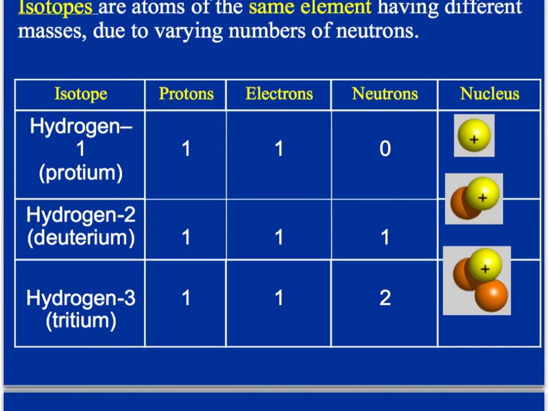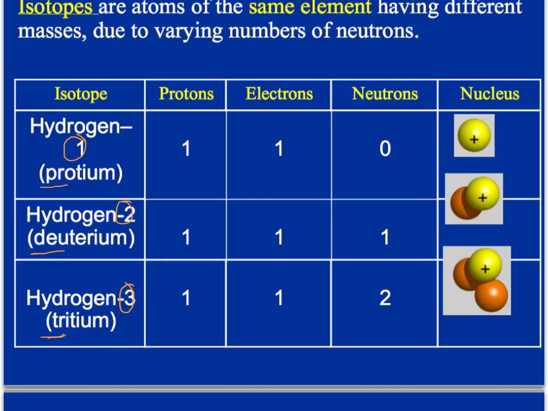Now here's a great classic example of our 3 different hydrogen isotopes. So again, we have the definition at the top. Isotopes are atoms of the same element having different masses due to varying numbers of neutrons. So we can see the 3 hydrogen isotopes. The first one's called protium, then deuterium, then tritium. I know these words look confusing, but if you look at the prefixes, pro generally means 1, dew means 2, and tri means 3. So there's some clues there about what's happening. So let's look at the mass here. Mass is 1, mass is 2, mass is 3 for tritium.